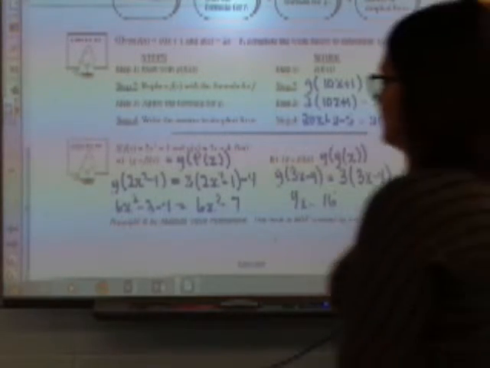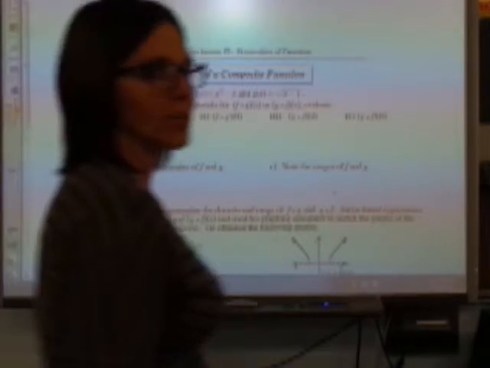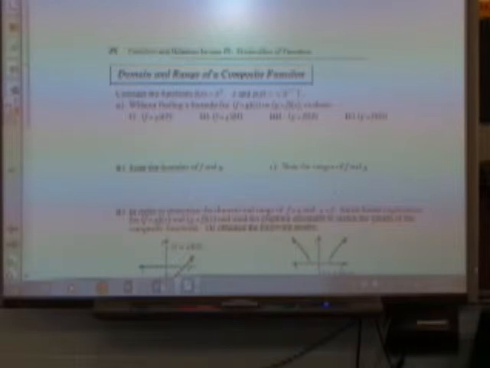So domain and range. In a nutshell, when I'm doing the domain and the range of a composite function, it is not going to be the same as the two functions. Or it could be, but it might not be. So you have to look at each function. So it says, consider the functions f of x equals x squared minus 3 and g of x equals the square root of x minus 1. Without finding a formula for f of g of x or g of f of x, evaluate the following.